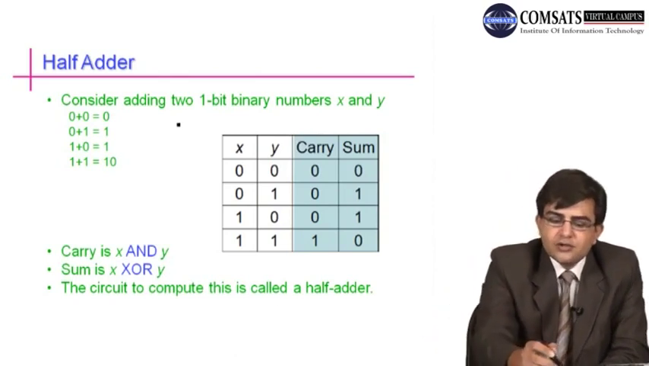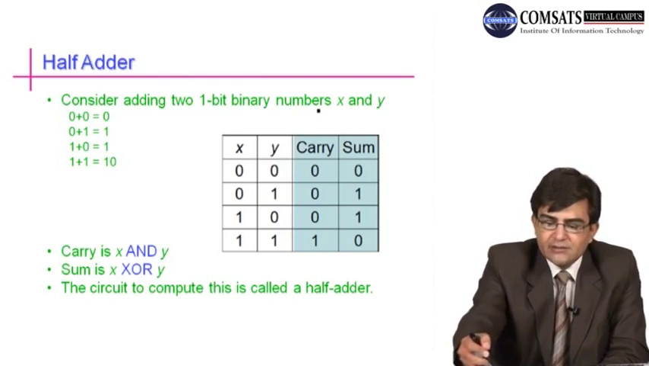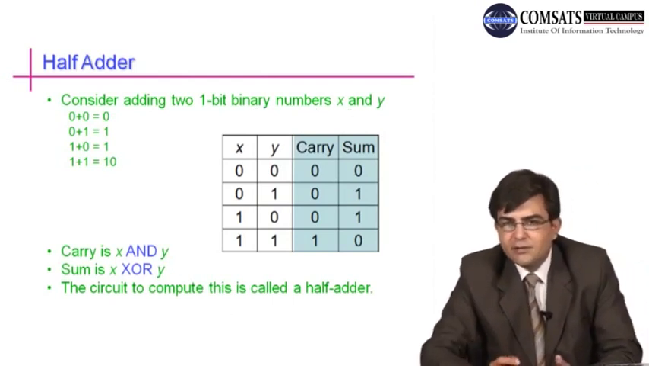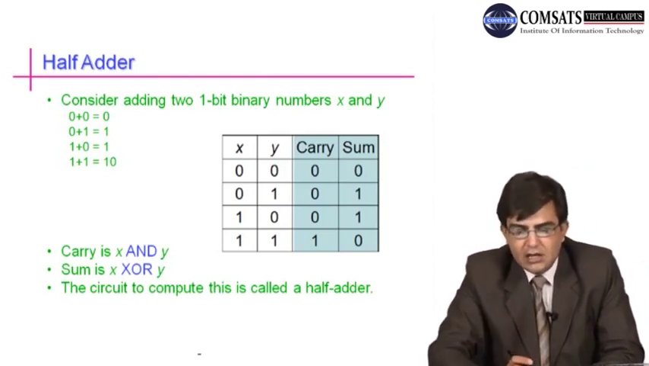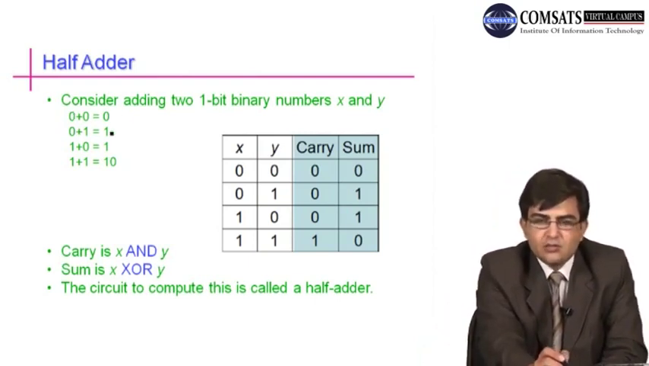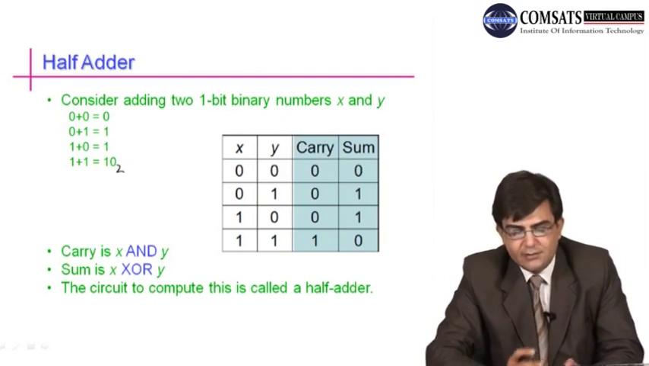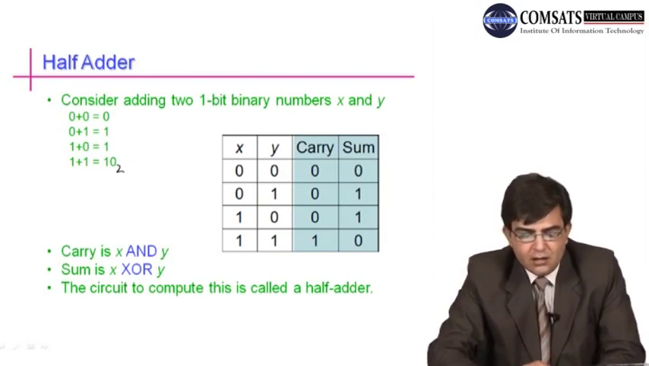In this, we consider adding two 1-bit binary numbers, x and y. 1-bit means only single digits. If we add up 0 plus 0, 0 plus 1 is 1, 1 plus 0 is 1, and 1 plus 1 is 1, 0. This is obvious that the base is 2 here. This is binary representation.